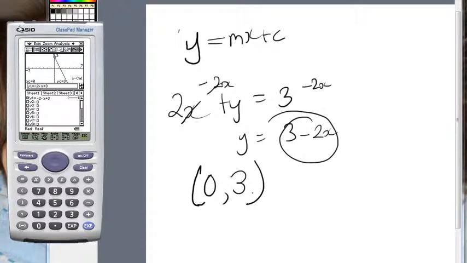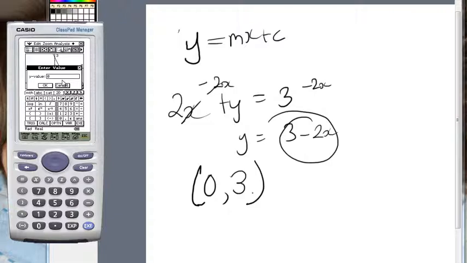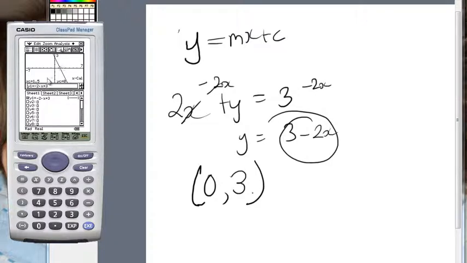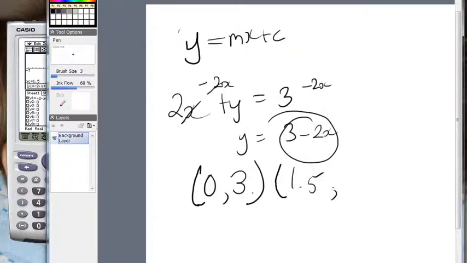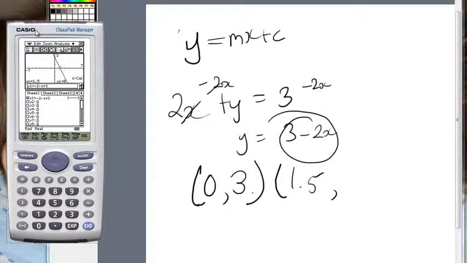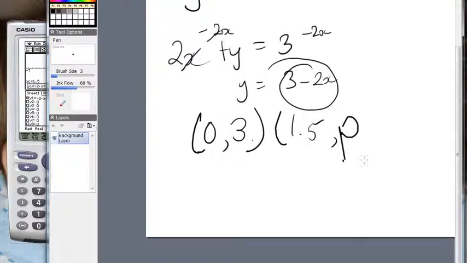Now for the x-intercept. Again, G-Solve, we're going to use X-Cal, and we'll put y equals 0 in this case, and that'll tell us that the x-intercept is 1.5 and the y value is 0. So there are two points that we'll use to plot. Then I could draw up my Cartesian plane and plot those points as I saw fit, and that would be our graph.